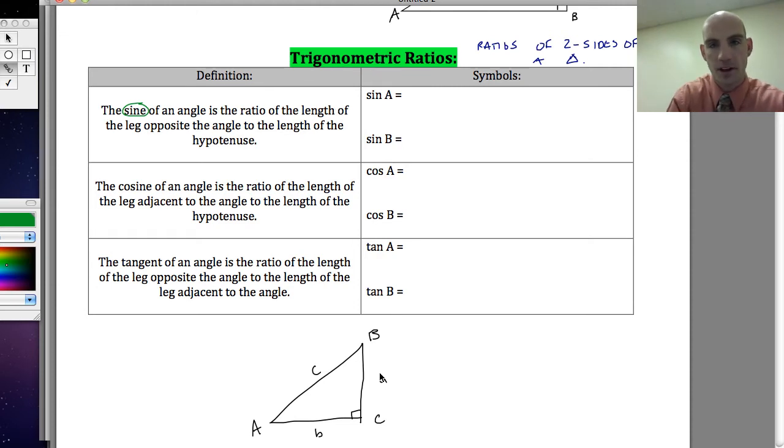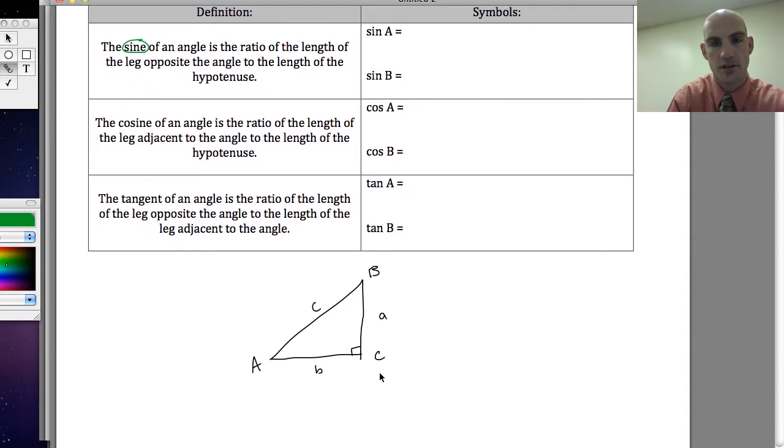The sine of A, now here's what we're looking at. We're looking at this little triangle down here, which is exactly like the one I gave you in the beginning. So draw this triangle. If we're looking for the sine of A, first we're going to look at A. It's the ratio of the length of the leg opposite the angle to the length of the hypotenuse. So the sine of A is going to be equal to opposite over hypotenuse.